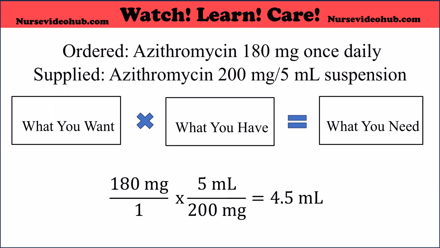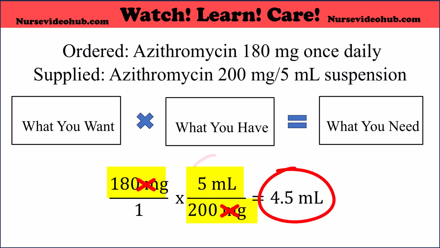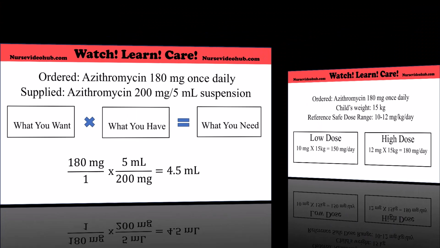Set up the problem with the calculated dose. Write out the prescribed dose as a fraction, 180 milligrams over 1. Then write the available medication in a fraction, with the units set up so that they cancel out, 5 milliliters over 200 milligrams. You calculate the answer by multiplying across. 180 times 5 divided by 200 equals 4.5. The milligrams canceled out, leaving you with milliliters. You would administer 4.5 milliliters of the azithromycin oral suspension.